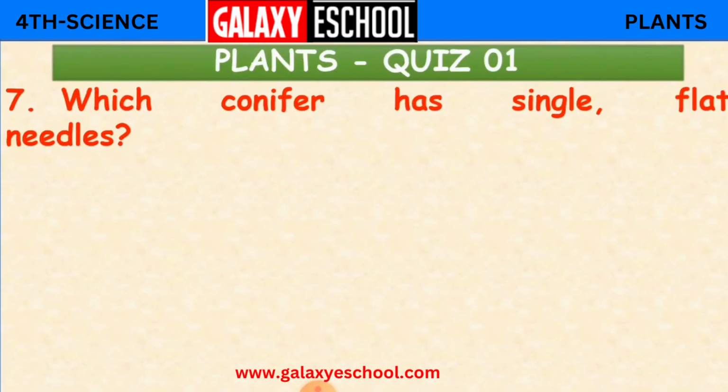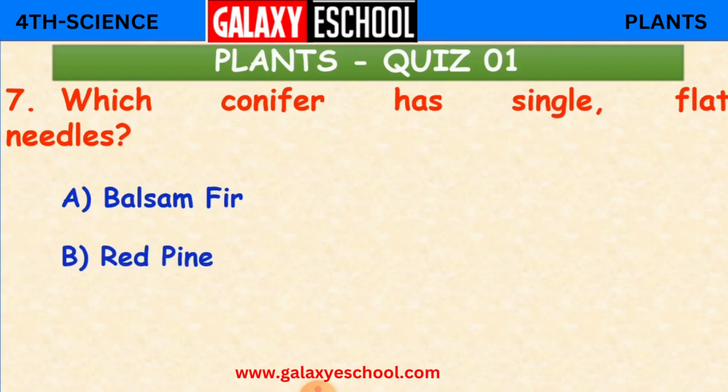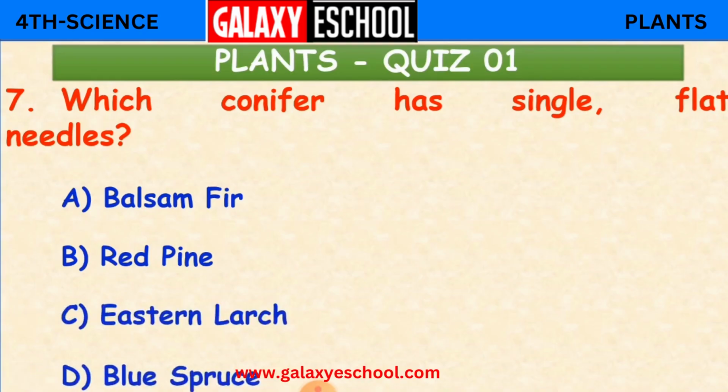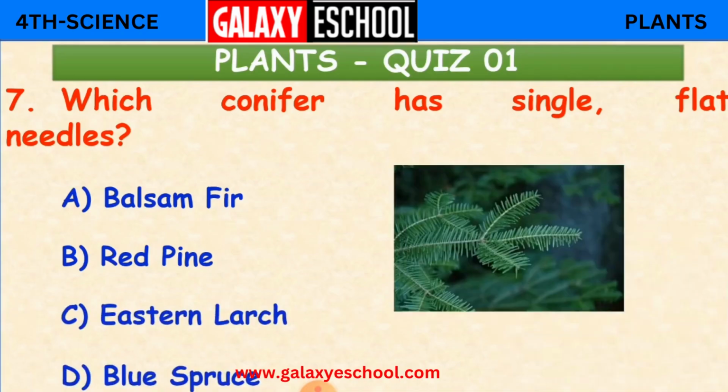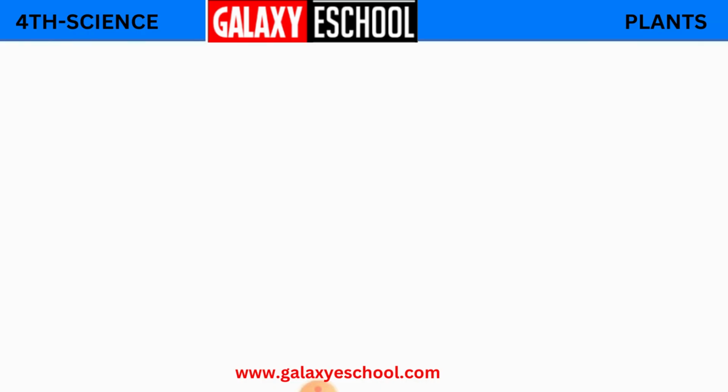which conifer has single flat needles? Single flat needles. Options are balsam fir, red pine, eastern larch and blue spruce. I'll give you the answer here: it is balsam fir. This balsam fir tree looks like this in the picture. This tree has single flat needles. Clear? The next question.